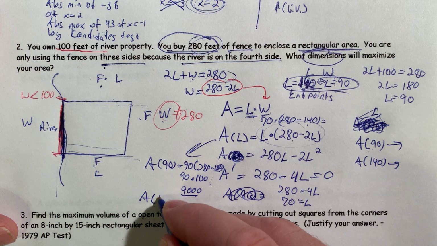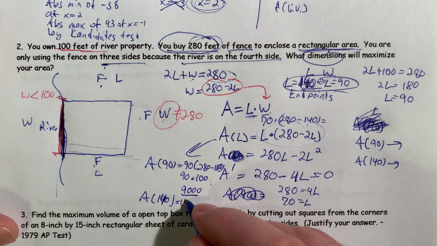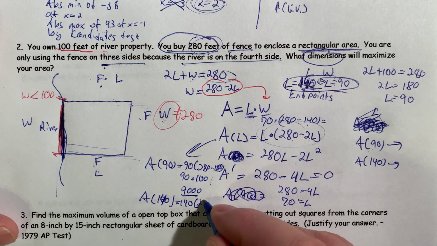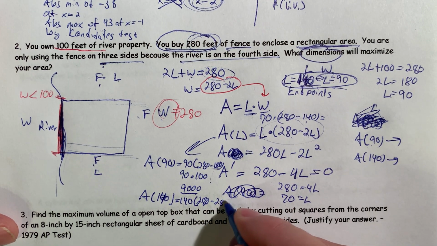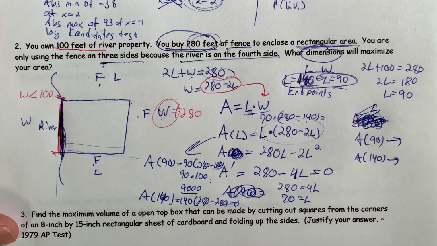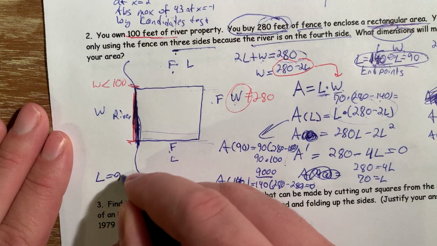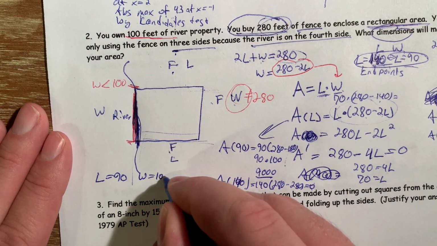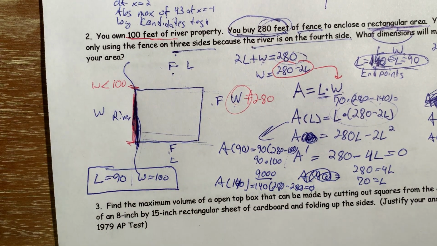Or the other endpoint is when the length is 140, and there we get 140 times 280 minus 140 times 2, which is 280, and we get 0. This one's the absolute minimum, and this one's the absolute maximum. So we're trying to maximize the dimensions, and that's going to happen when it asks us for the dimensions. So our answer is length is 90, width is 100. When the length is 90 and the width is 100, that's when we will have the maximal area.